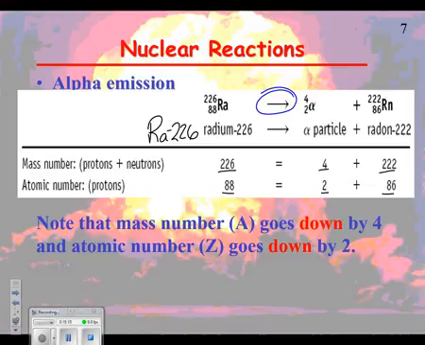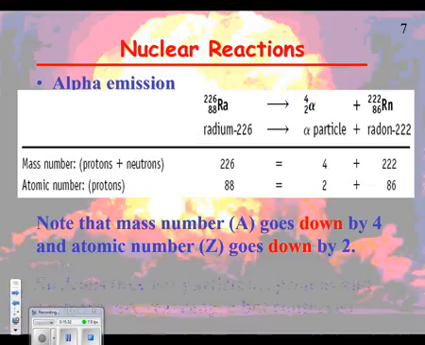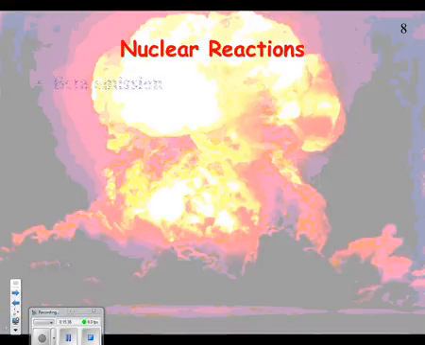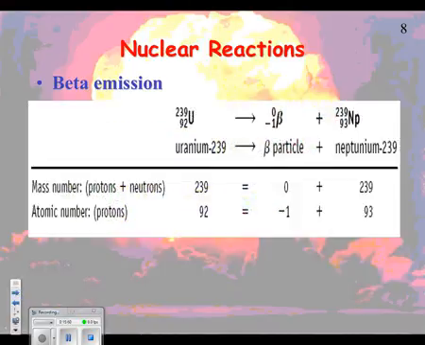One thing you need to know is if it says emission or decay, it's going to be on the product side. If it says bombard or capture, it's going to be on the reactant side. So beta emission, what side is it going to be on? Emission and decay are on the product side.